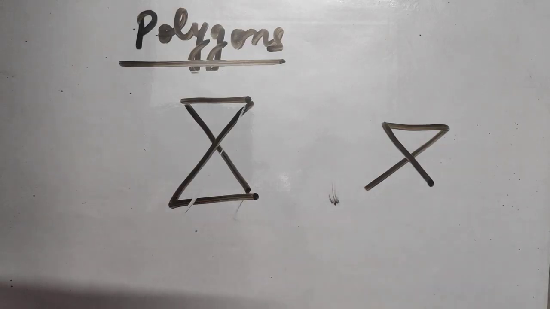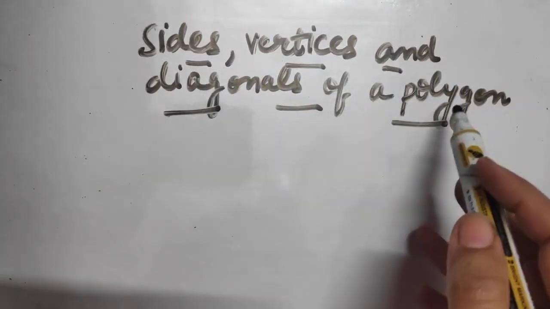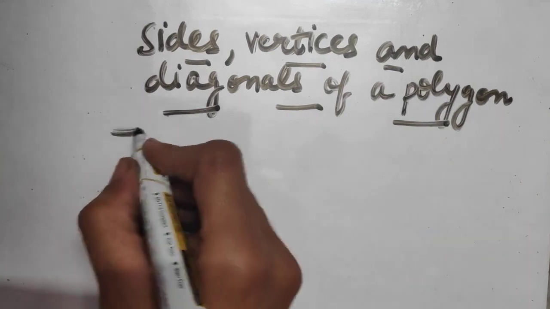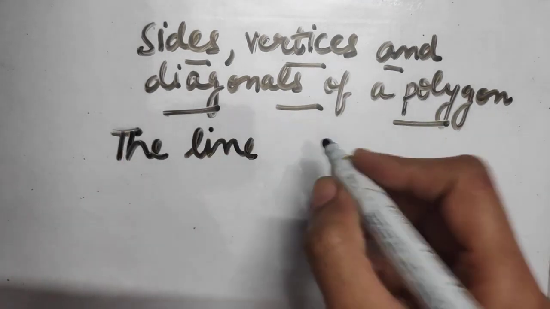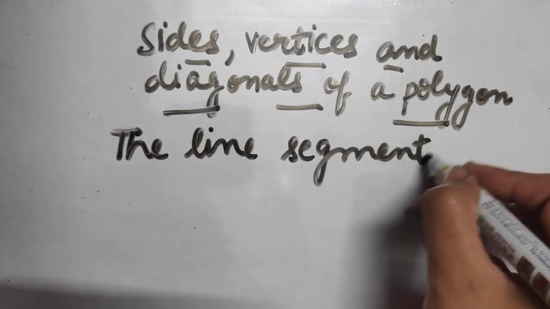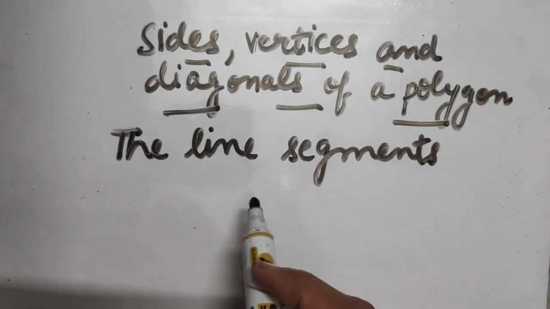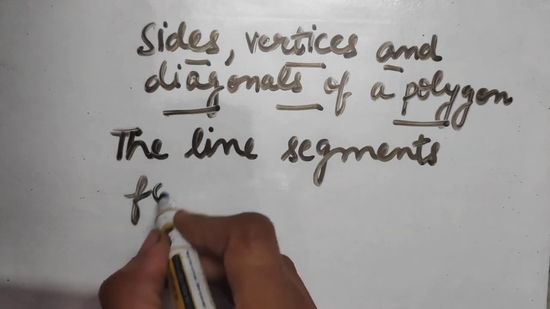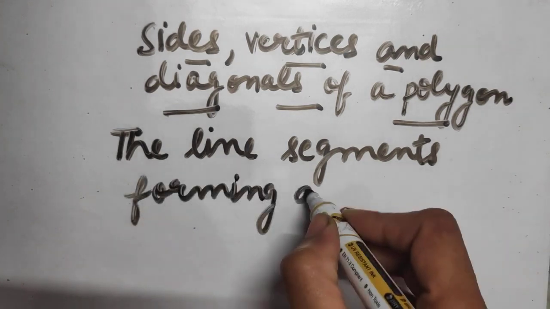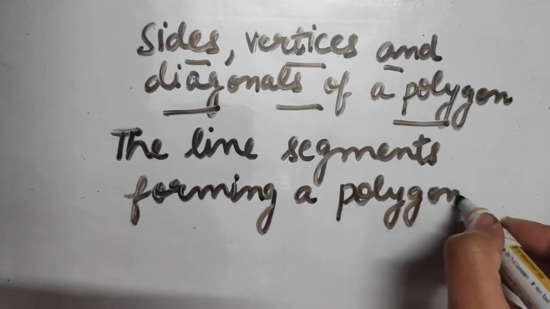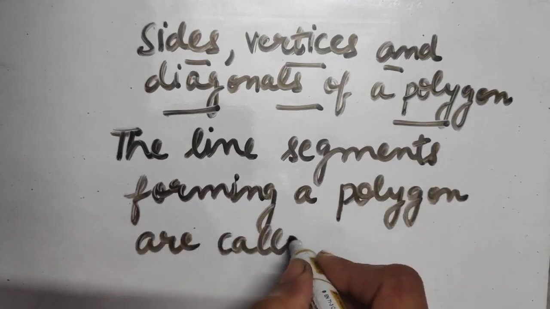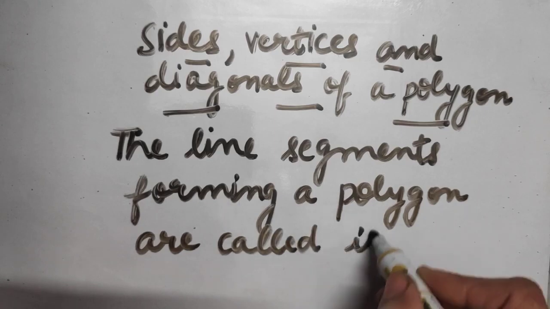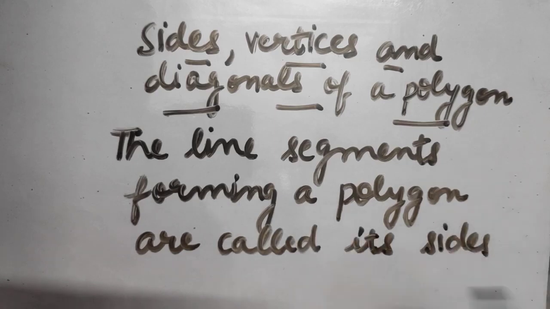Now let us talk about sides, vertices and diagonals of a polygon. So what are sides, vertices and diagonals of a polygon? Firstly I will be discussing the definition, and then with the help of a figure I will be explaining sides, vertices and diagonals. The line segments forming a polygon are called its sides. So these line segments forming a polygon are called its sides.